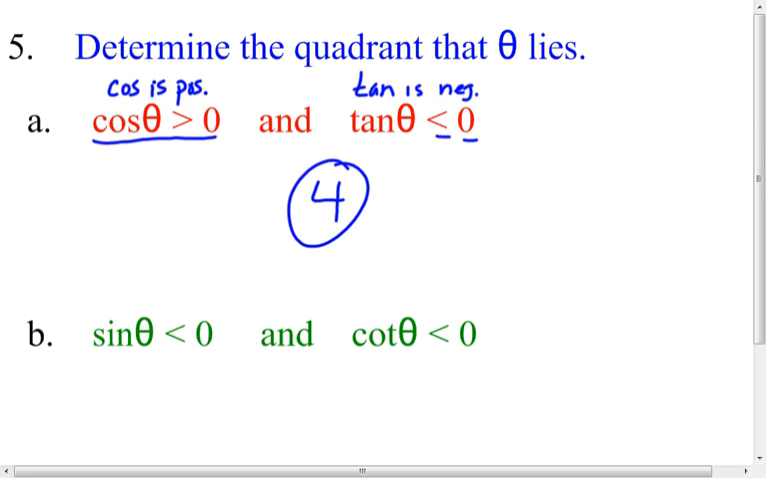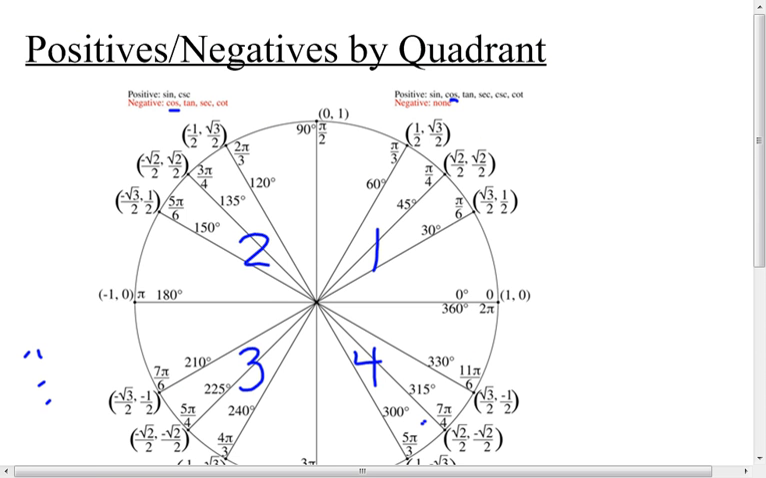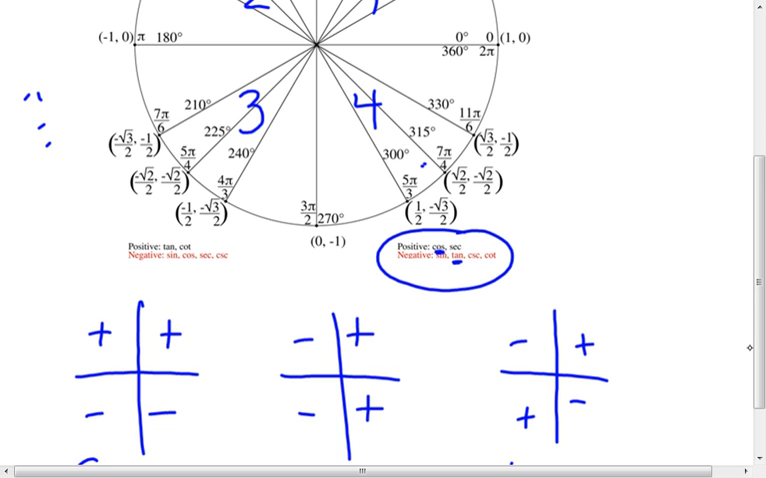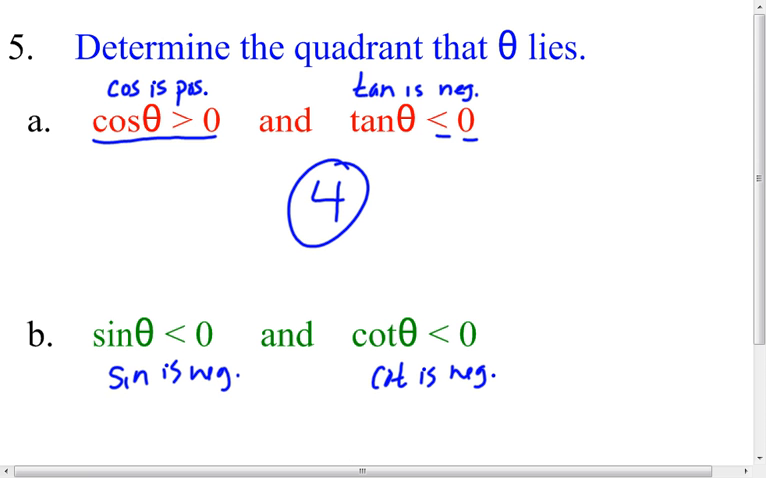Okay, and the next one's asking you to figure out where is sine negative. So sine is negative, and right here, cotangent is negative. So sine and cotangent both have to be negative. So they're both on the negative list. Sine and cotangent, again, down here in quadrant 4. Sine and cotangent are both negative in quadrant 4.